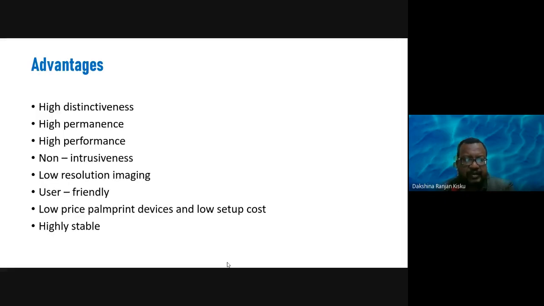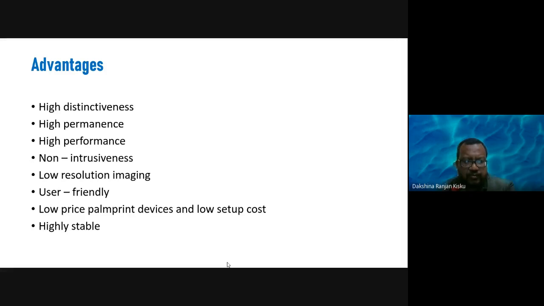Now, what are the different advantages of a palmprint recognition system? It is said to have high distinctiveness, high permanence, and high performance, that means it gives high performance, and non-intrusiveness. We can use low resolution imaging also. That means here we can use high resolution palmprint images and low resolution palmprint images.